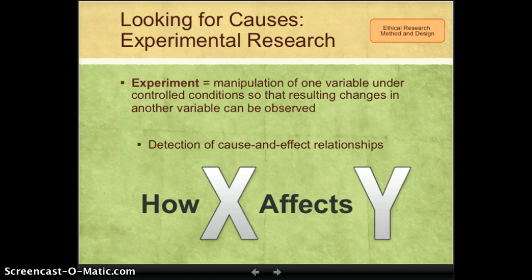In an experiment, we're trying to figure out how one variable, in this case x, affects another variable, in this case y. So what we want to do is control the conditions so that the only thing that's different between subjects is the variable that we're manipulating, in this case x. And if we see any change in y, we'll be able to begin to detect a cause and effect relationship.